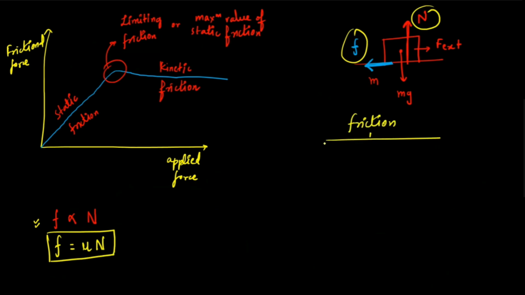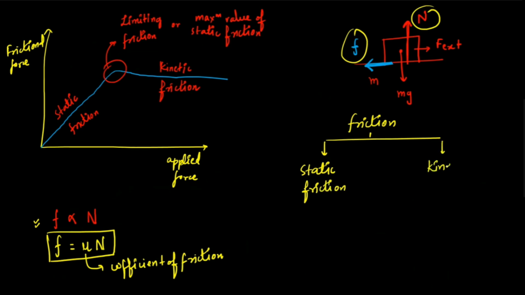Wait, what's mu again? Mu is coefficient of friction. This coefficient of friction is generally of two types based upon the type of friction. If it is a static friction, what is the condition of static friction to act? Object must be at rest.